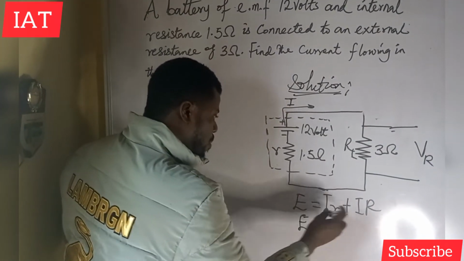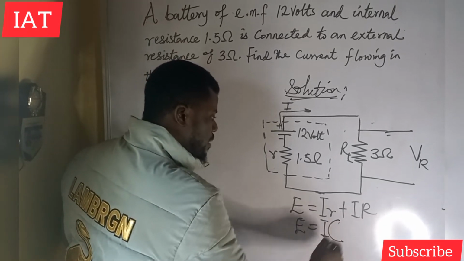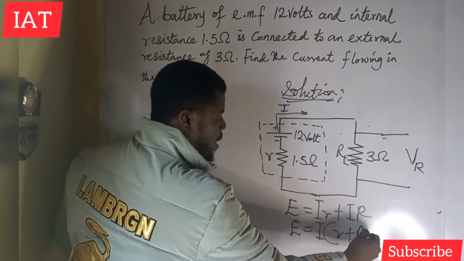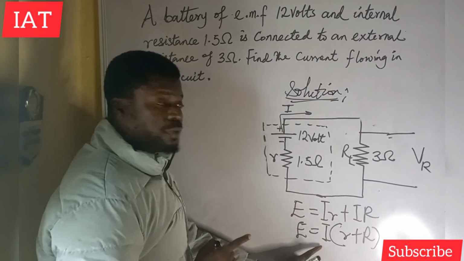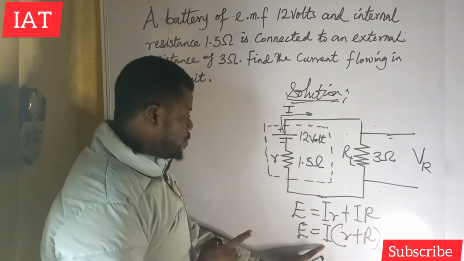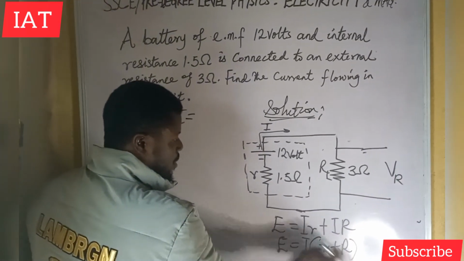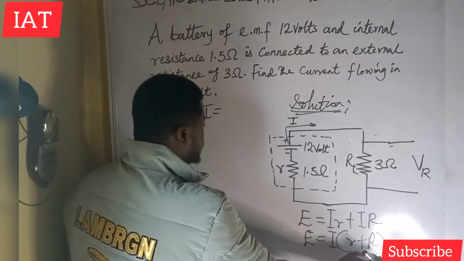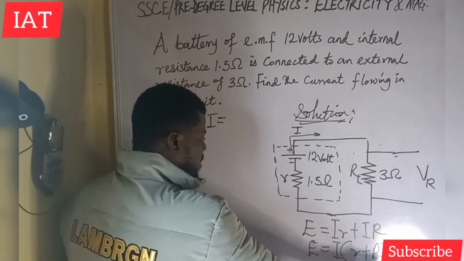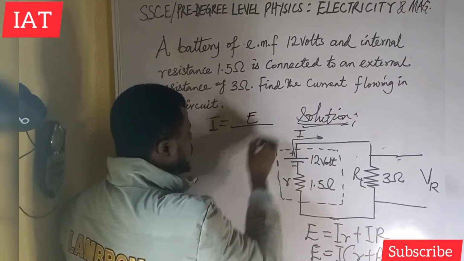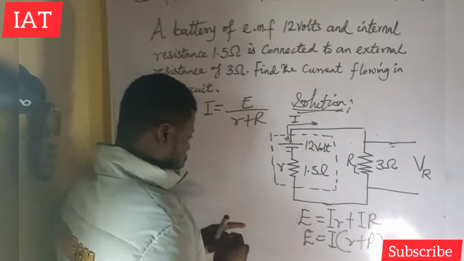So in order for me to get this current, I'm going to look for the common factor here, which is I, common to both terms. I'll factor out I, then I'll have r plus capital R, which is the load resistor. So in this case, I can easily make the current the subject of the relation, because that is what I'm looking for. Dividing both sides by this factor, r plus R, I'll have I equals E all over r plus capital R. So this is the expression I will use in solving this problem.